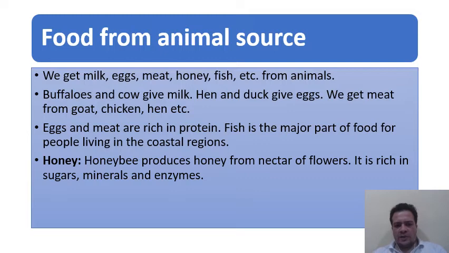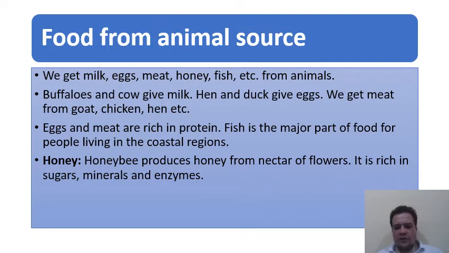We get milk, eggs, meat, honey, fish, etc. from animals. Buffaloes and cows give milk, hen and duck give eggs. We get meat from goat, chicken, hen, etc. Eggs and meat are rich in protein. Fish is the major part of food for people living in coastal regions. As we have discussed earlier, people in different regions or states are based on different types of food, isn't it?